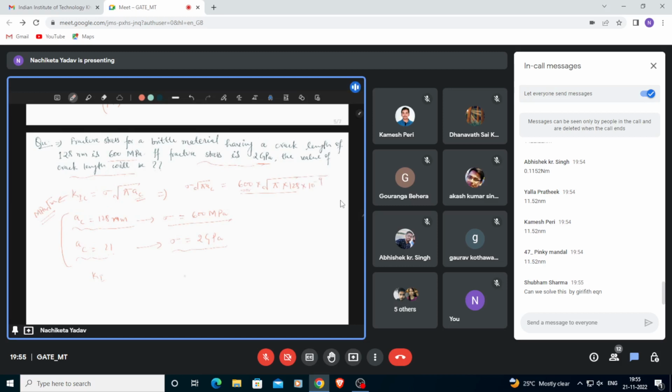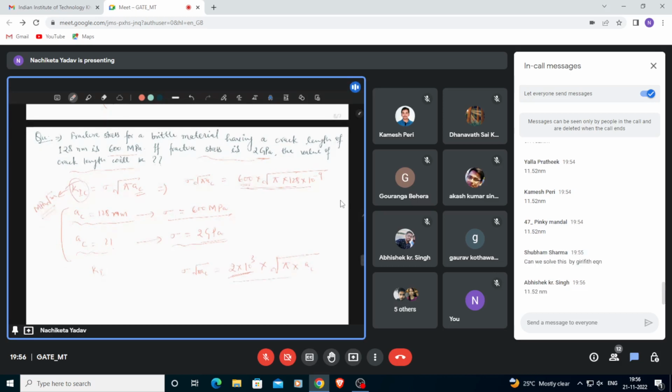And in second case, it is 2 gigapascal. So 2 gigapascal is 10 to the power of 3. We have converted it in megapascal. So this value will be root pi into AC value. We have to find out. And this fracture toughness, it is constant value for a specific material. Therefore, this value will be equal to this value.